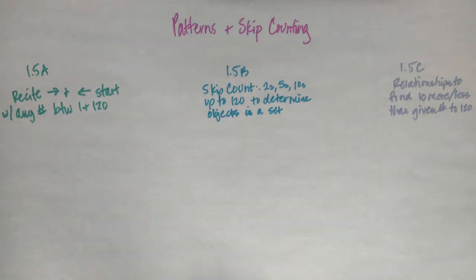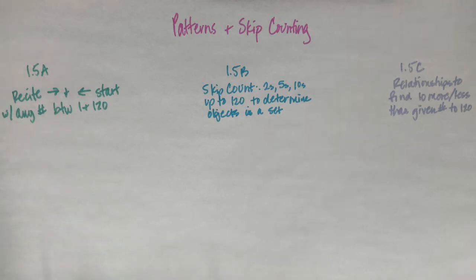So today we are going to look at our first grade unit, patterns and skip counting. We have three TEKs that we're going to talk about. First is 1.5a, where students are expected to recite forward and backward starting with any number between 100 and 120. Then we'll look at 1.5b, where students skip count by 2s, 5s, or 10s up to 120 for the purpose of determining the number of objects in a set. And then 1.5c, where we use relationships to find 10 more or 10 less than a given number up to 120. So let's start with 1.5a.